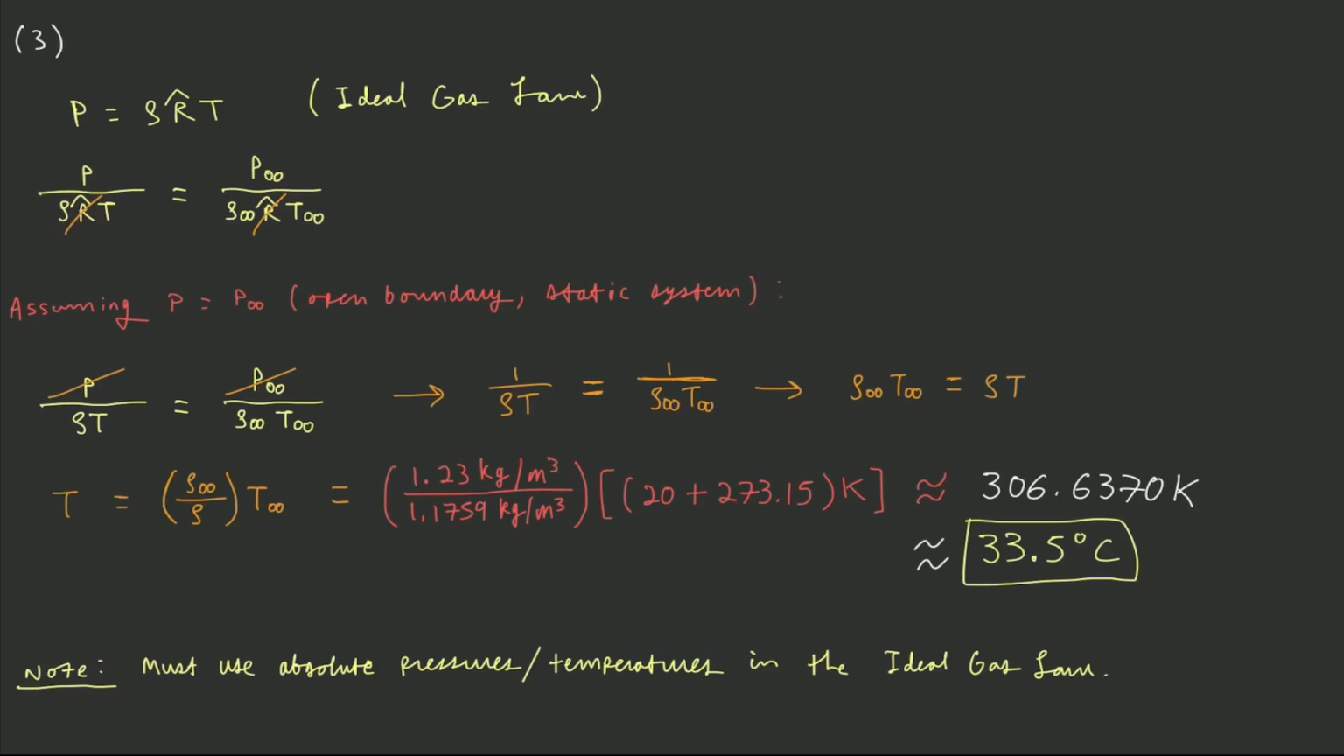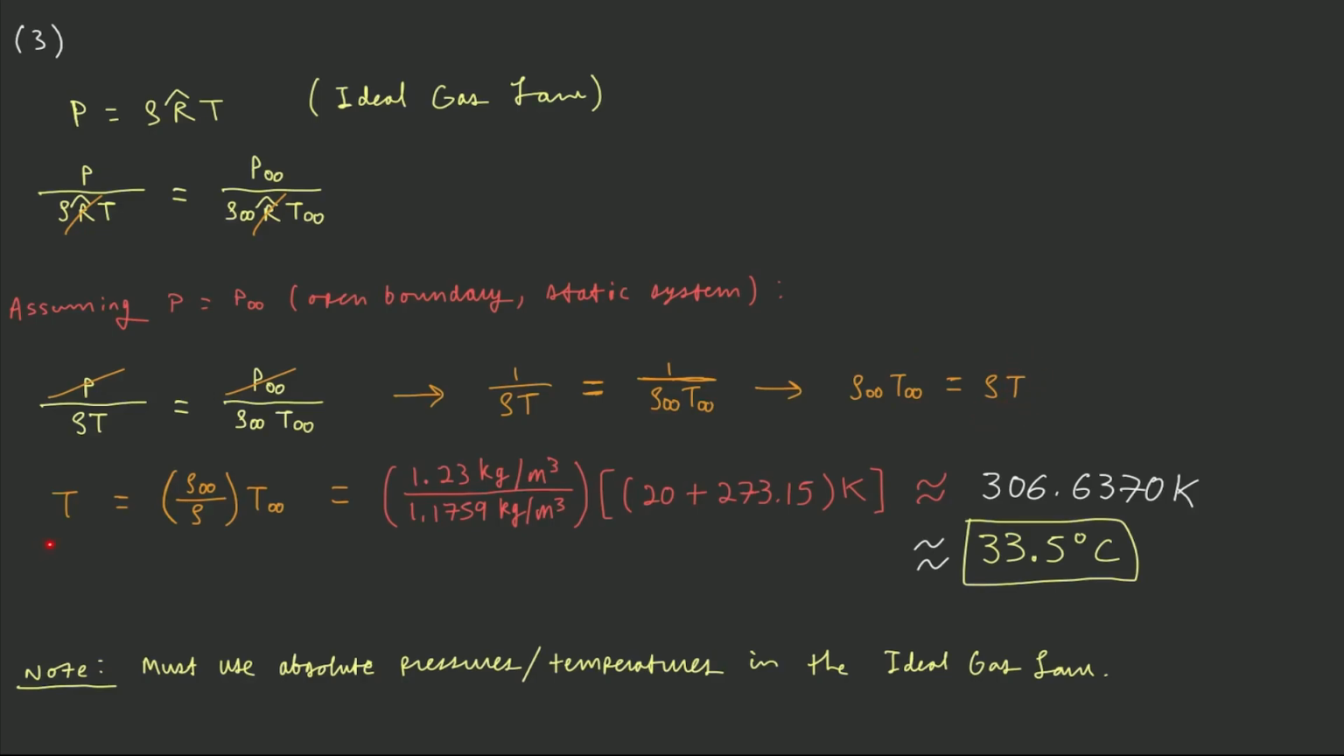So not only can we cancel out these R hats, because again, this is just the specific gas constant of air for both the ambient air and the hot air, it's air in both cases, so this R hat is the same for both. You can cancel out this P and P infinity as well. And after simplifying, what you end up getting is 1 over the quantity rho times T is equal to 1 over the quantity rho infinity times T infinity. And in other words, that's just saying that rho infinity times T infinity is equal to rho times T. Now here, you could see that we know what rho infinity is, we know what T infinity is, and we know what rho is. So the only thing we don't know is T.